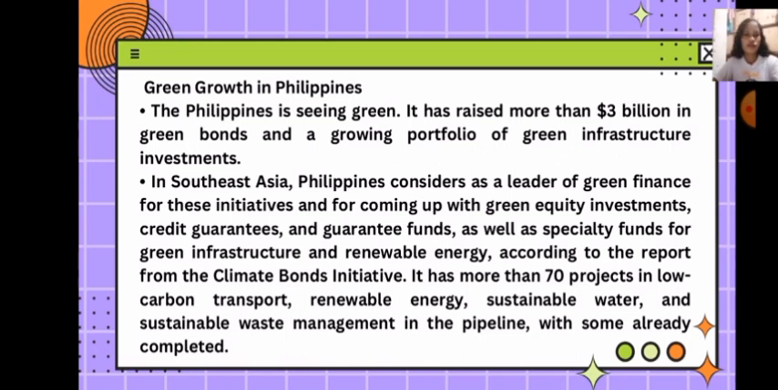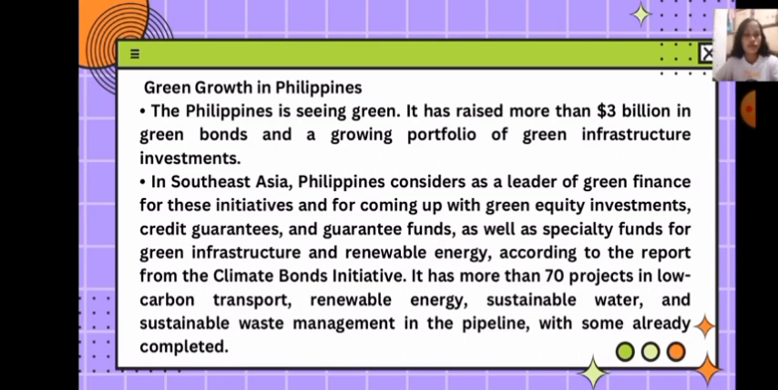Then now let's go to the green growth in Philippines. So the Philippines is seeing green. It has raised more than $3 billion in green bonds and a growing portfolio of green infrastructure investments. So in Southeast Asia, Philippines is considered a leader of green finance for these initiatives and for coming up with green equity investments, credit guarantees and guarantee funds, as well as specialty funds for green infrastructure and renewable energy, according to the report from the Climate Bonds Initiative.